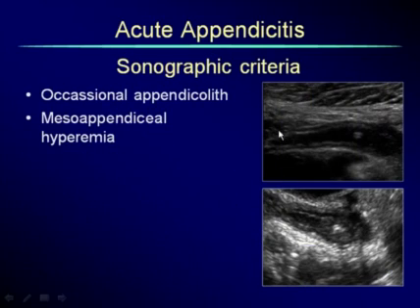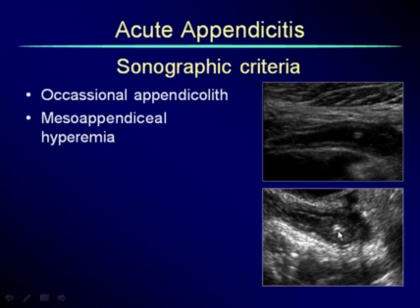Occasionally we will see an appendicolith. So here's our blind-ending tubular structure. It has some fluid in the middle, and then we have a small bright reflector, an appendicolith. Here's another one. You look carefully, and there's the appendicolith with the faint acoustical shadow.